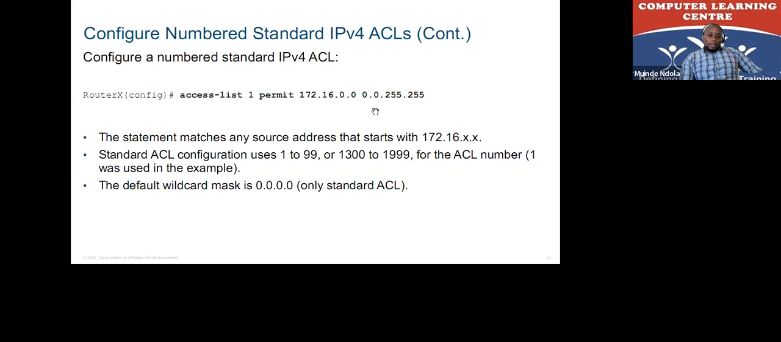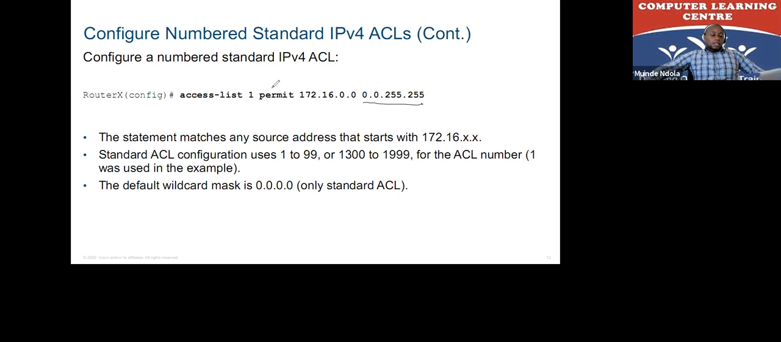Now, for a standard access list, you can configure without specifying the wildcard mask. If you don't provide the wildcard mask on a standard access list, the router will append 0.0.0.0. So make sure that anytime you configure a standard access list for multiple IP addresses, always specify the wildcard mask. If it's a single IP address, you can do away without the wildcard mask.